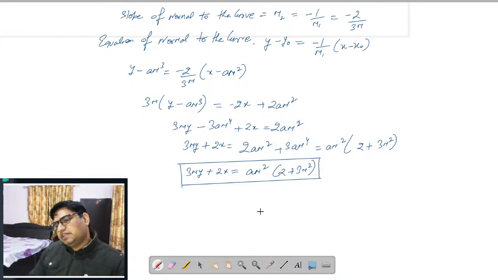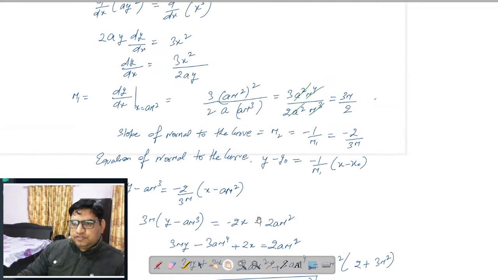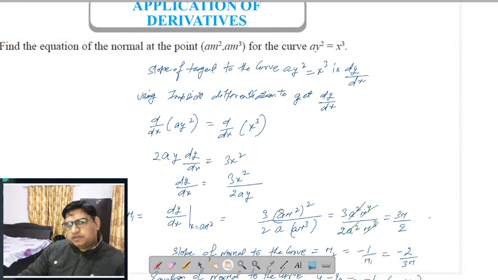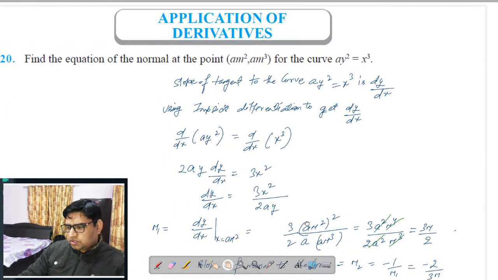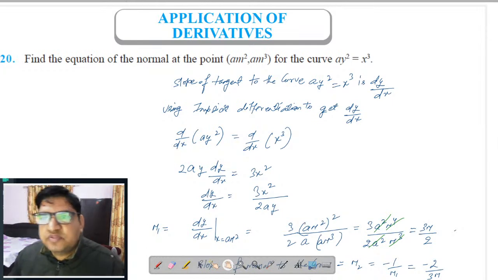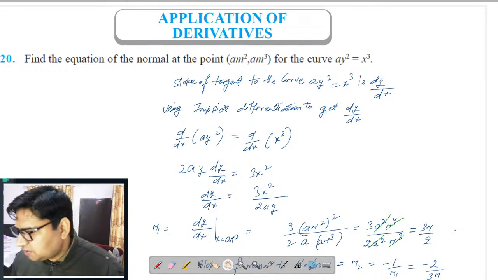Okay, so this is how we can solve and try to get the answer. And if you have any difficulty in solving or knowing how to solve this, please let me know in the comment box. And guys, I hope you have understood this part as well. So let's move on and try to solve one more question from the same topic.